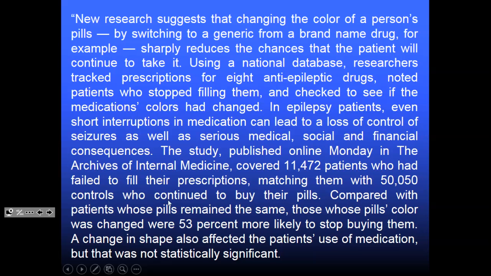Compared with patients whose pills remained the same, those whose pills' color was changed were 53% more likely to stop buying them. A change in shape also affected the patient's use of medication, but that was not statistically significant. So again, patients are funny with their compliance. How do you measure compliance? How do you approach patients?